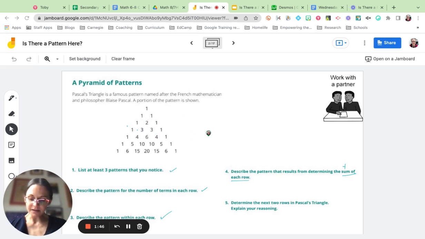And then finally, the 5th one says determine the next two rows. So what would be the two rows underneath that bottom one? Well, this triangle could keep going forever, really. We want you to figure out the next two and explain your reasoning. So this is your task to do with your partner. And I think you can figure all of this out. It's fun to think about. Take it one question at a time.